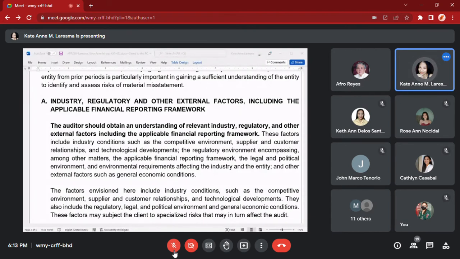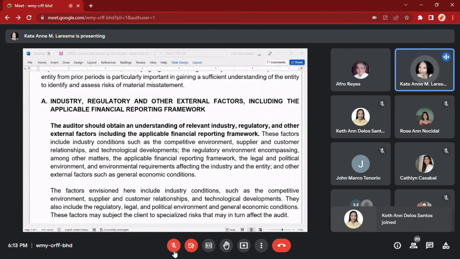To continue, these factors include industry conditions such as the competitive environment, supplier and customer relationships, and technological developments. The regulatory environment encompassing, among other matters, the applicable financial reporting framework, the legal and political environment, environmental requirements affecting the industry, and other external factors such as general economic conditions.